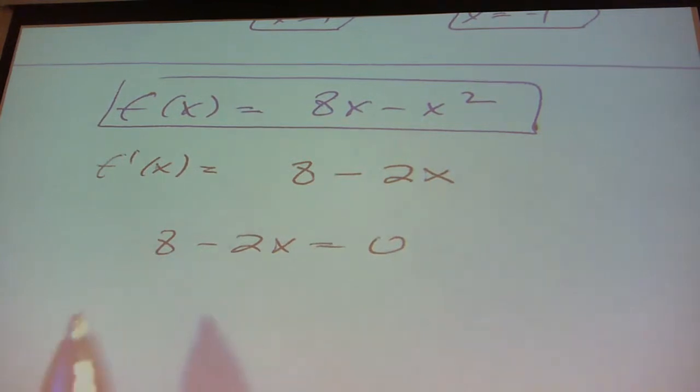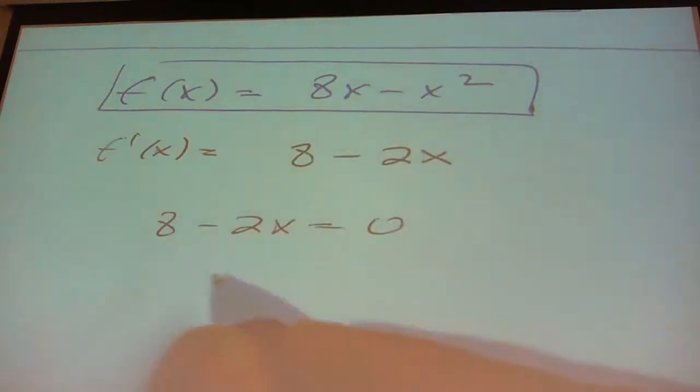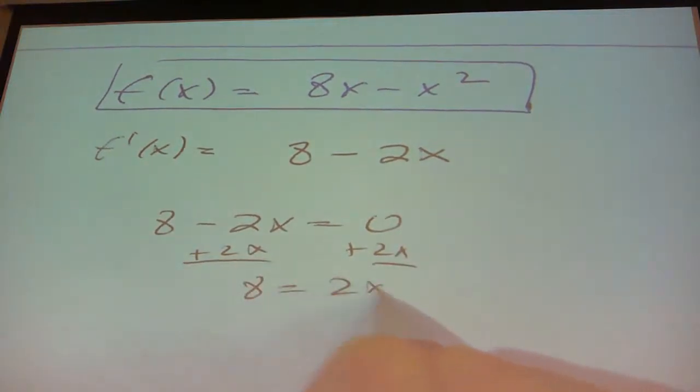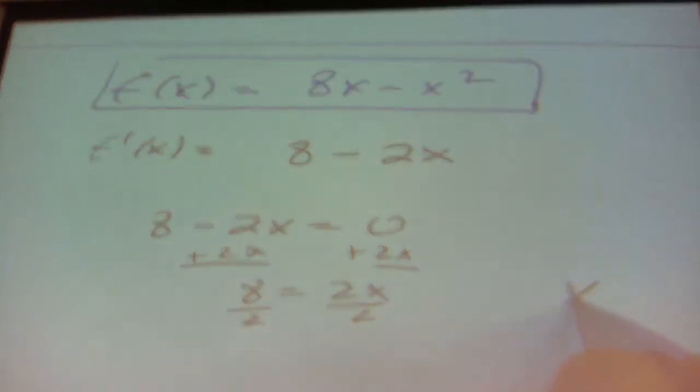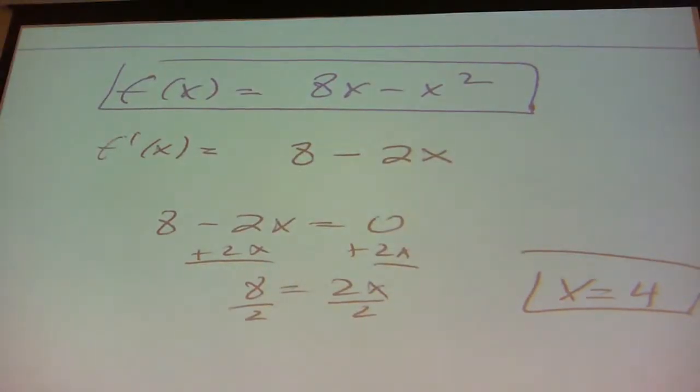And again, if we're having problems with derivatives, that's going to be a problem for it. This is a basic derivative, right? Straightforward, nothing special. If I solve for this, add 2x, 8 equals 2x, divide by 2, what do we get? X equals 4. Okay? So bottom line, something special is going on at the original at 4.